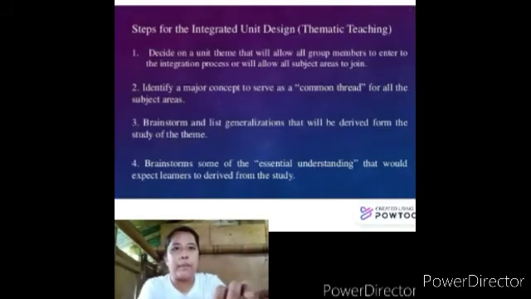So, let us proceed to the steps for integrated unit design. First is to decide a unit theme that will allow the group members to enter the integration process or will allow the subject areas to join. Second is to identify a major concept as the common thread for all subject areas. Number 3 is brainstorming and listing generalizations that will derive from the study of the theme. Next is brainstorming some of the essential understandings that you would expect learners to derive from the study.